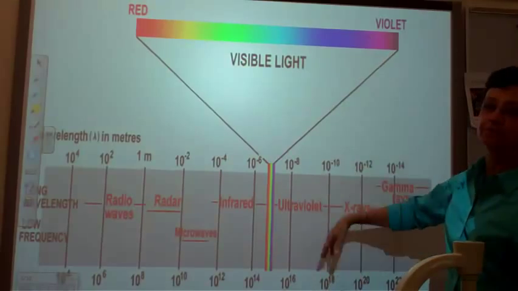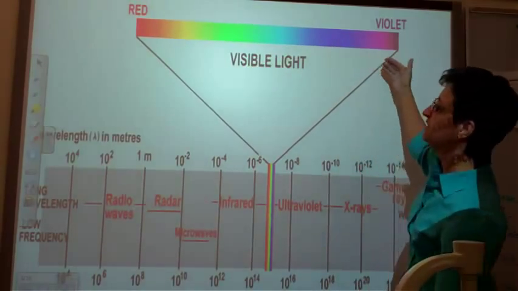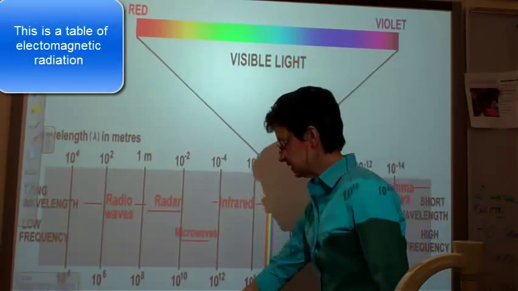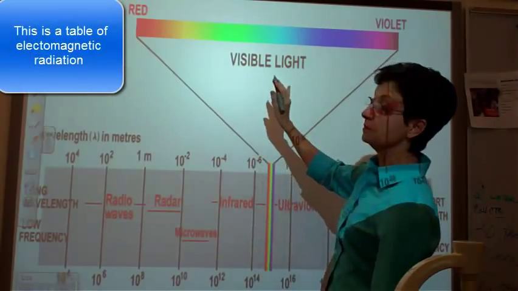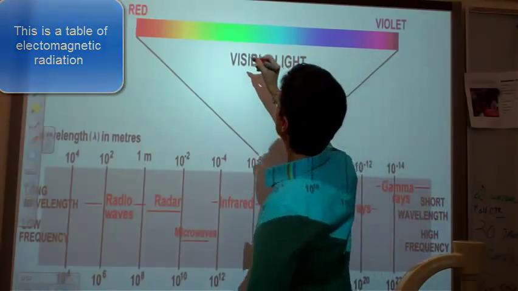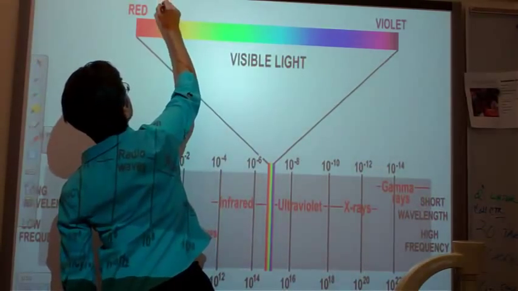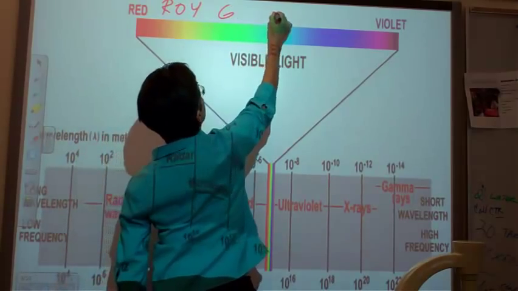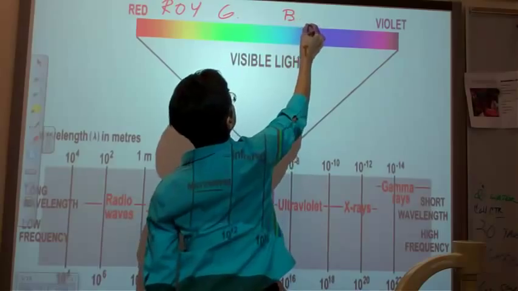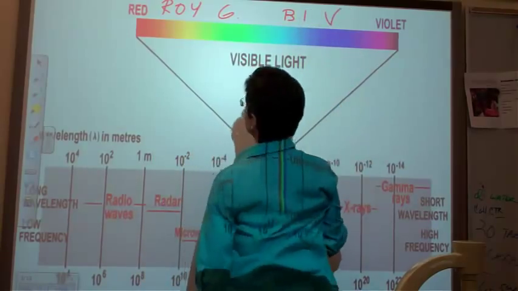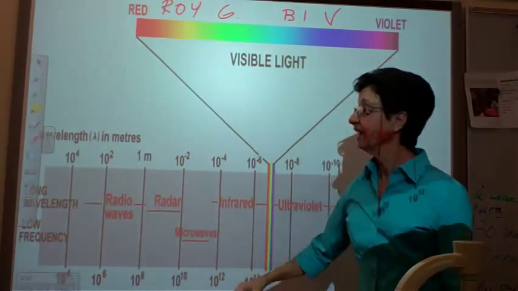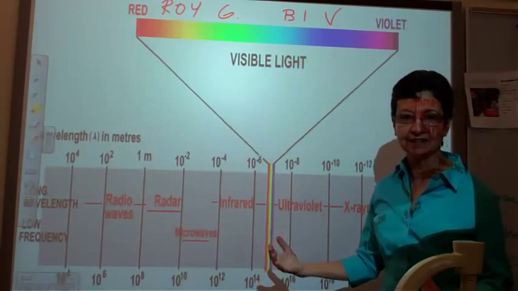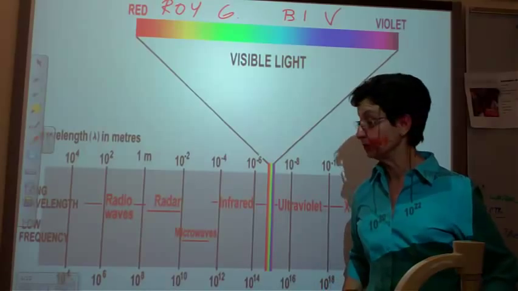All right, so this is a beautiful representation of the visible light spectrum. And from your physics, you should remember that the colors are related to this fellow's name, Roy G. Biv. The colors of the spectrum tell us the wavelength of the electromagnetic radiation.